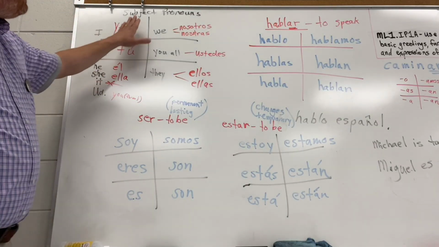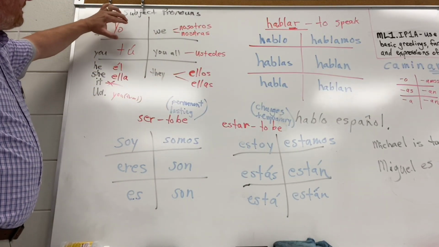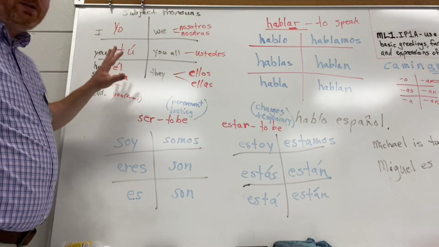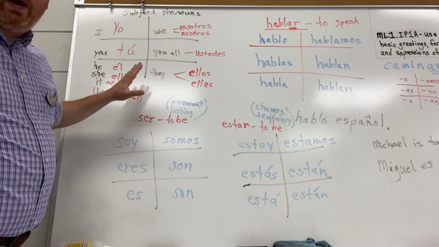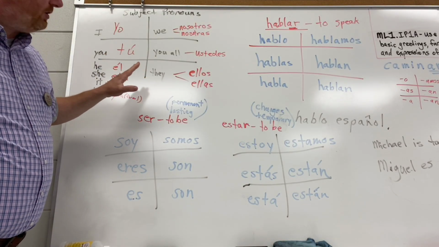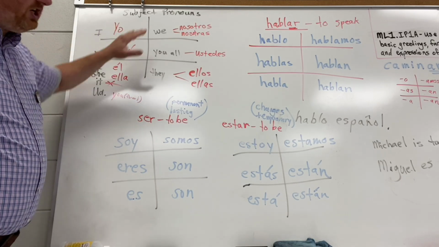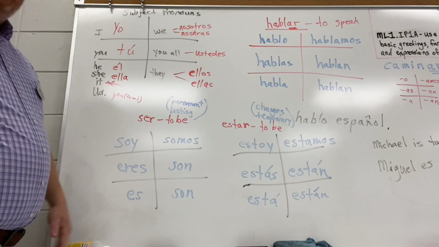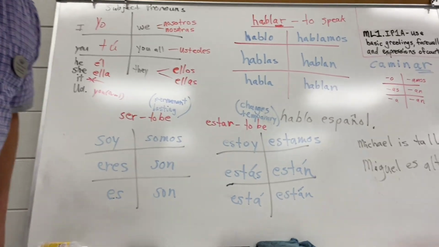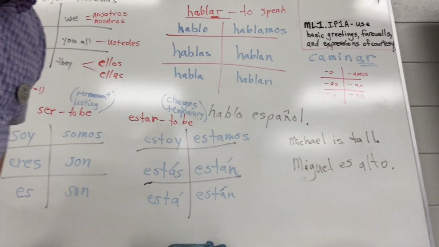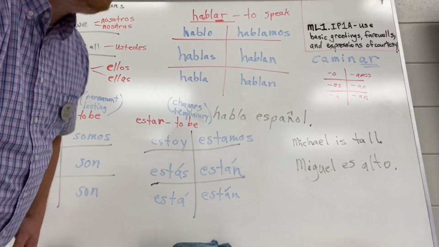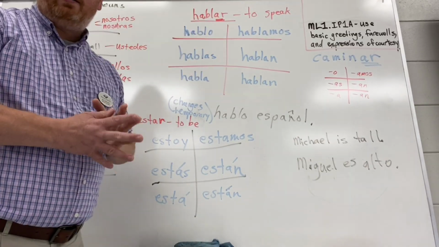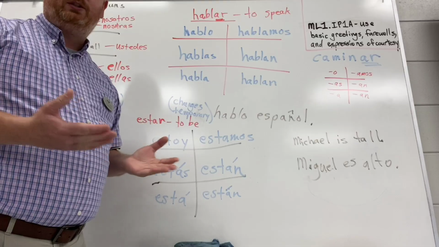All right, so we have this chart, and this chart has 1, 2, 3, 4, 5, 6 spots on it. And these 6 spots always correspond to these subjects, where these pronouns are right here. So let's move on over to an example verb. Here is an example verb for us. We have the verb hablar, which is to speak.